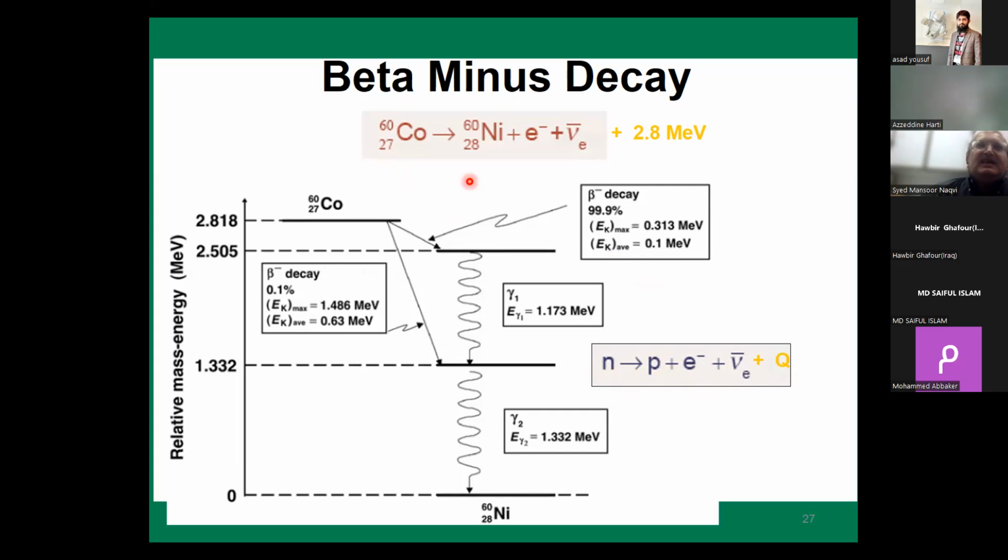And here is an example: cobalt 60 decays through beta negative decay to nickel 60, emitting some Q energy. And here is the decay scheme you can see. Again, cobalt 60 is the one most commonly used in radiotherapy. And these are the transitions which are gamma rays, commonly used for radiotherapy purposes.